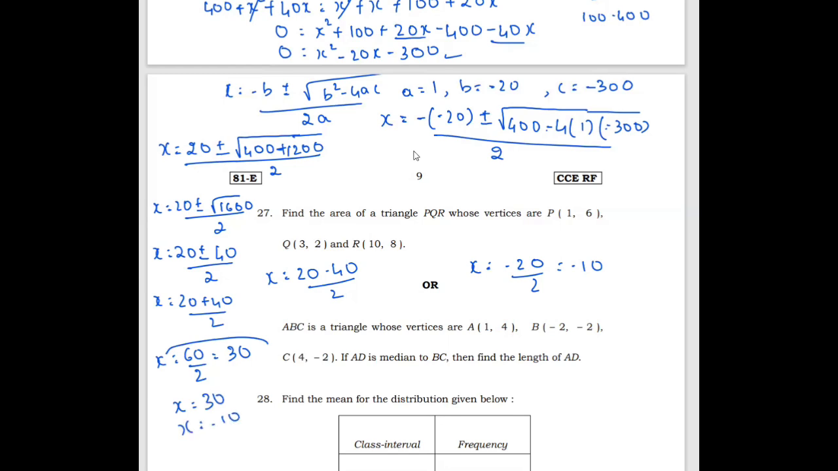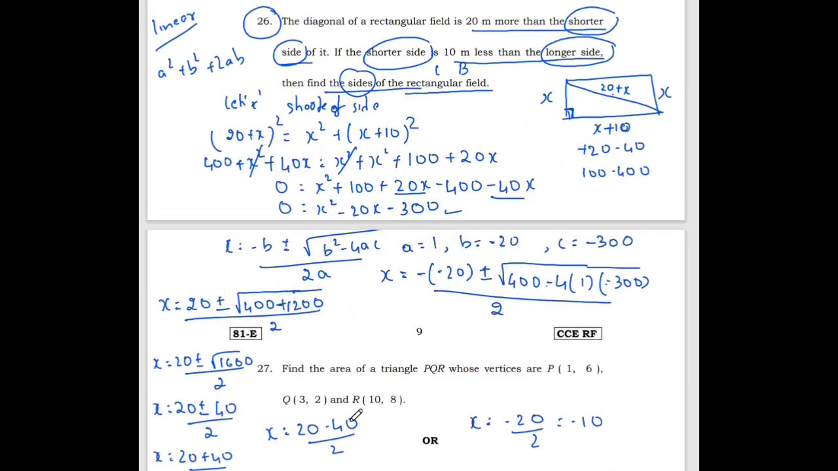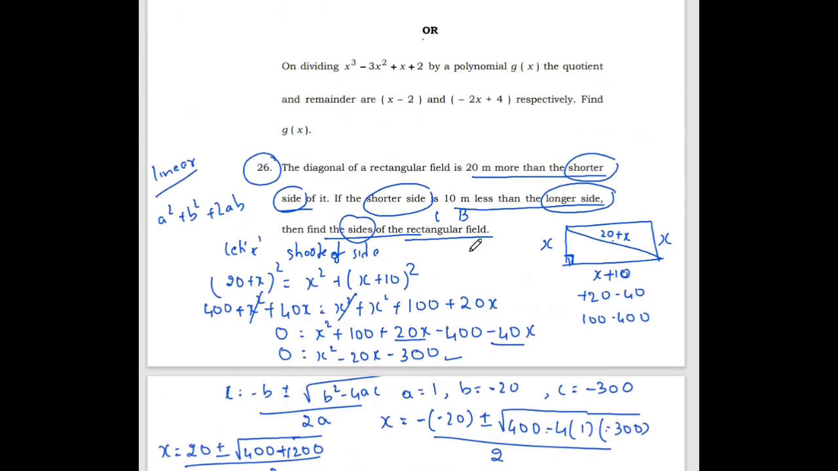Which answer do you select? We are talking about the sides, so sides cannot be negative. Therefore you will reject one answer and select 30. Now go back to the question again. What are they asking? They are asking to find the sides of the triangle. Therefore x is equal to 30 meters. What is x? X is the shorter side.